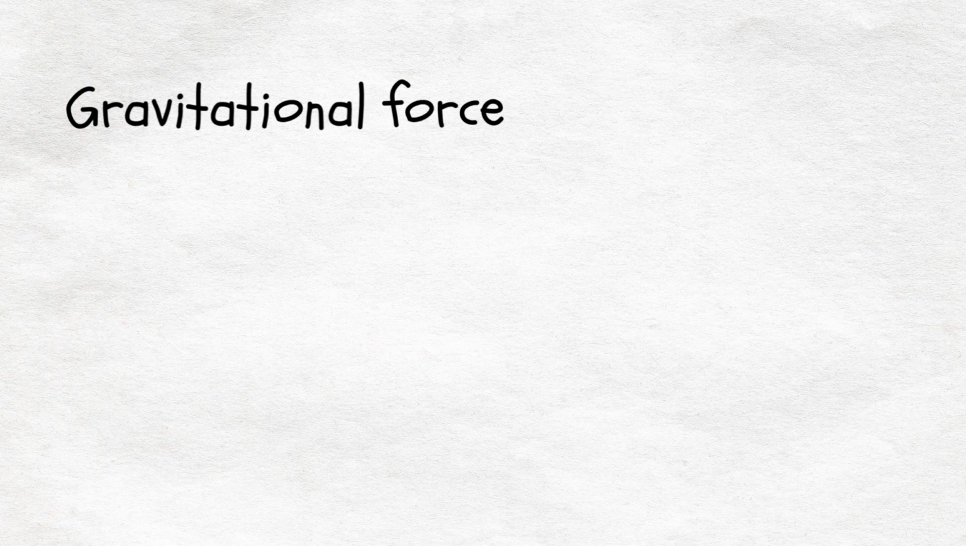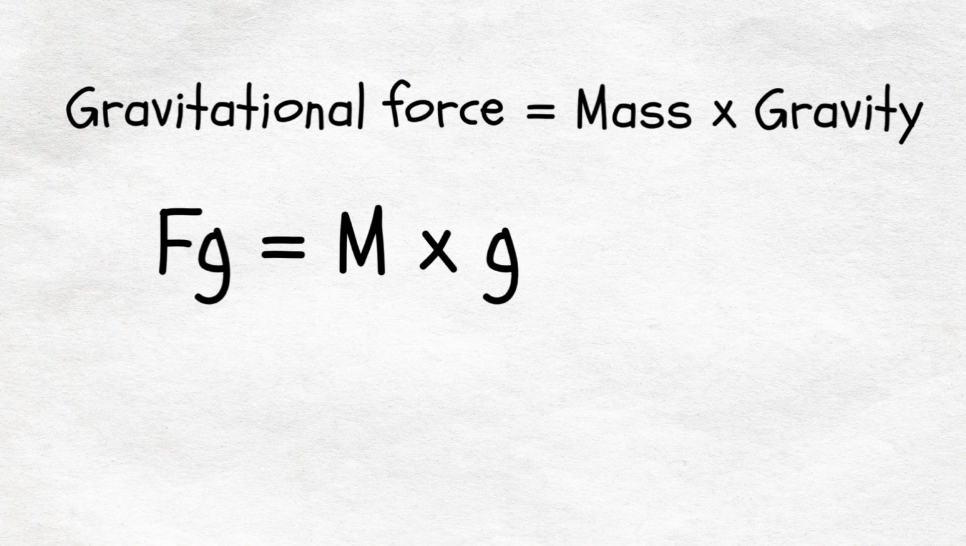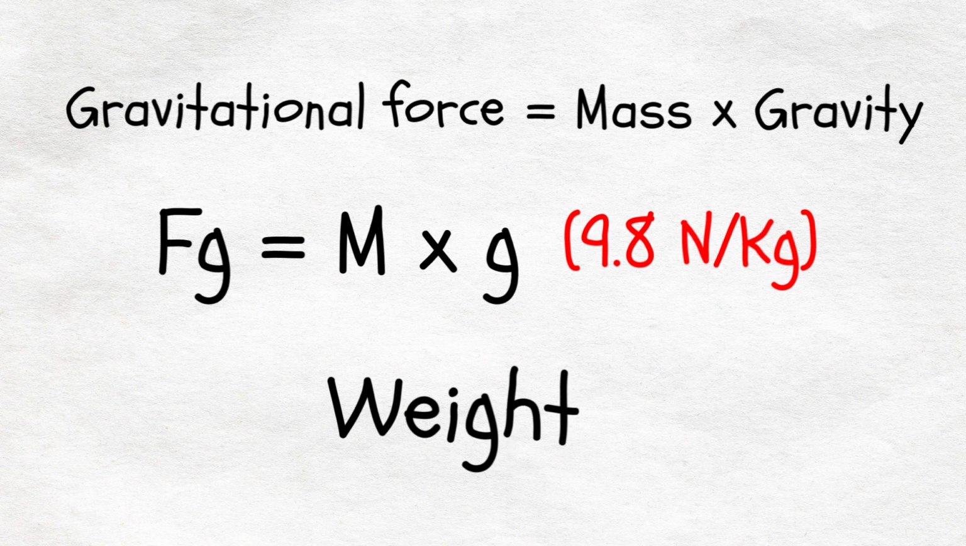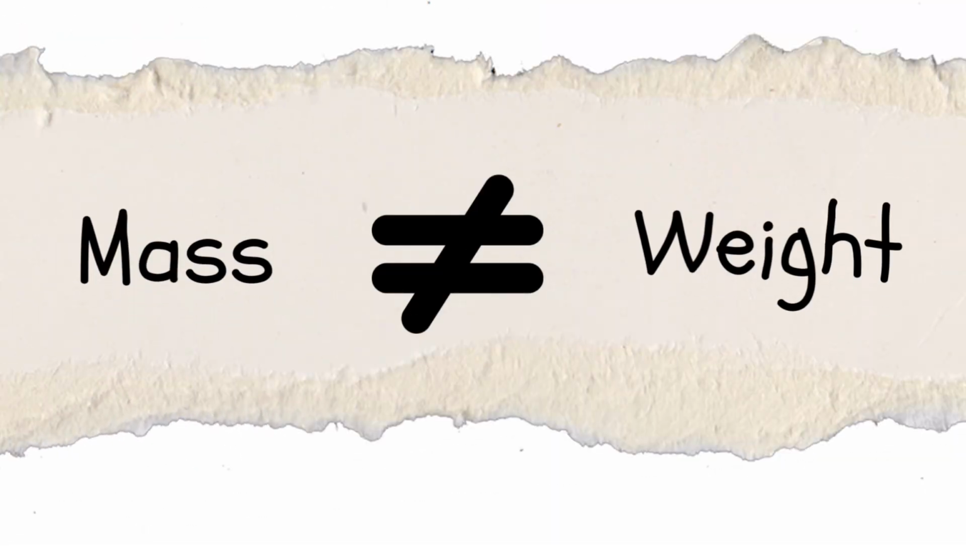To calculate the force of gravity on an object, we use the familiar equation Fg equals mg. Multiply mass by 9.8 N/kg, and you get the object's weight, the actual force of gravity acting on it. This brings us to a key idea. Mass and weight are not the same thing.